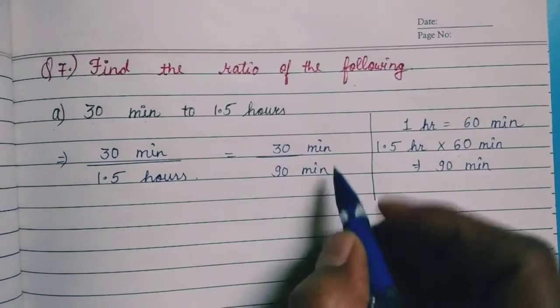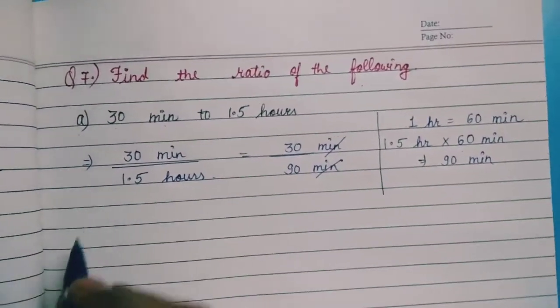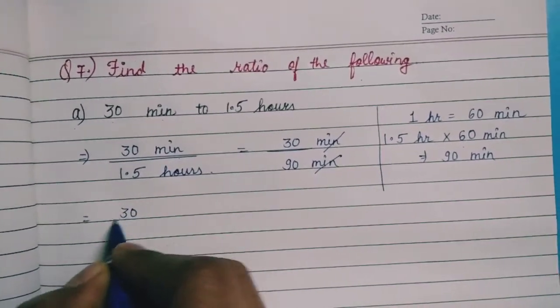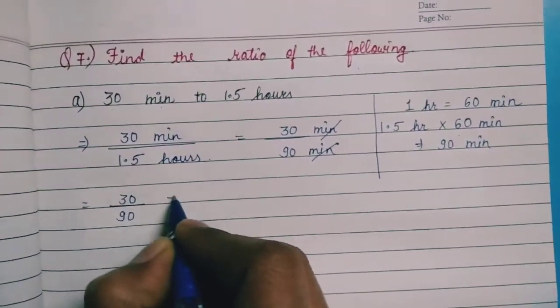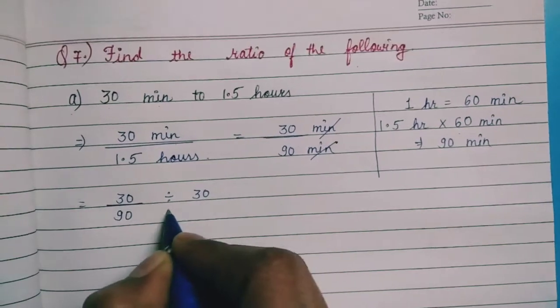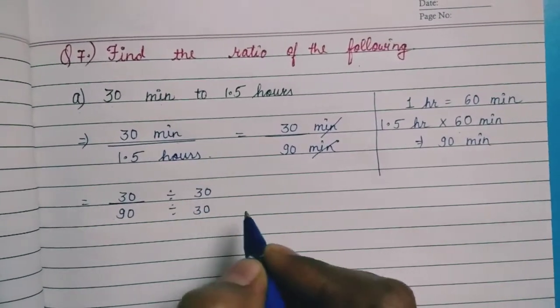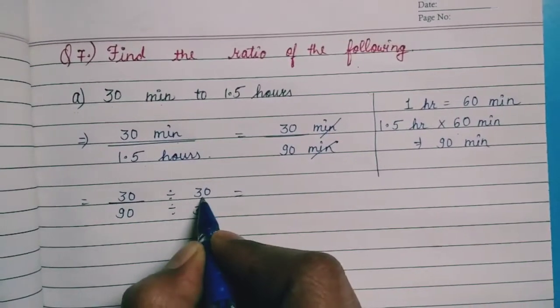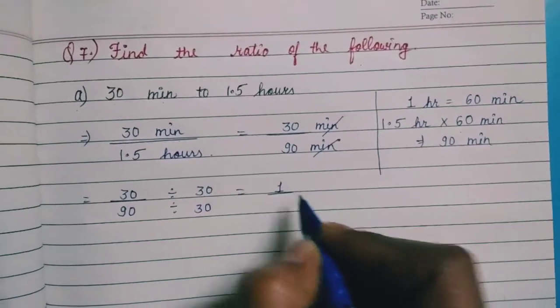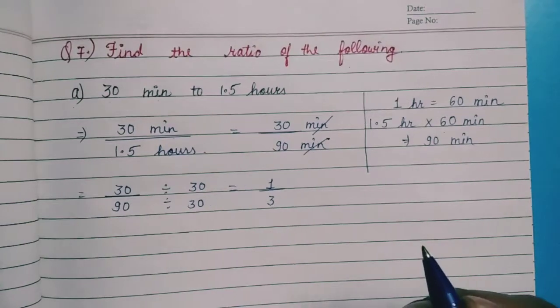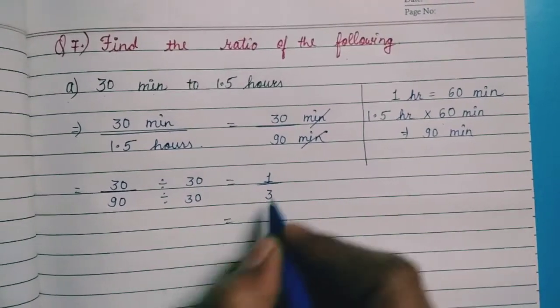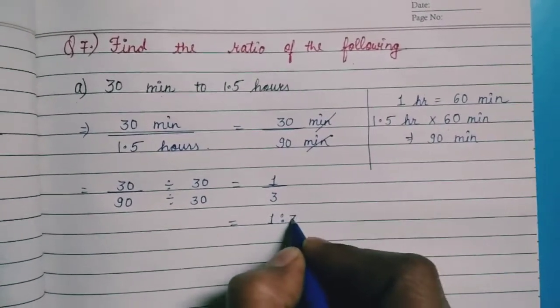Now you can simply see minute to minute we can reduce, and we have 30 by 90, and 30 by 90 can be reduced by the 30. So 30 when divided by 30 will give us 1, and when 90 will divide by 30 will give us 3. It means the ratio is 1:3.